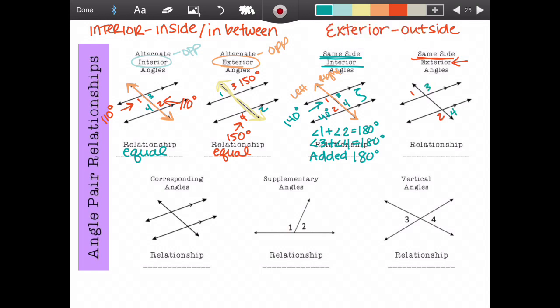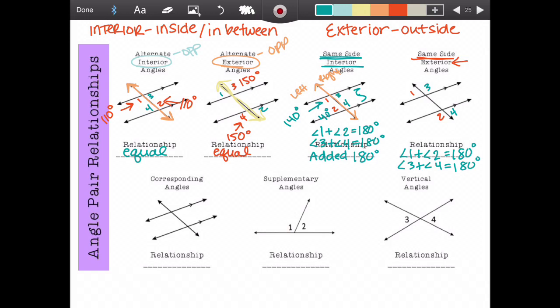And again, their relationship is that if you add them together, angle 1 plus angle 2 is going to equal 180 degrees as well. Same thing for angles 3 and 4. If you add those together, they're going to equal 180. So the same side interior or exterior, if added together, are going to equal 180. All right, moving right along, corresponding angles.